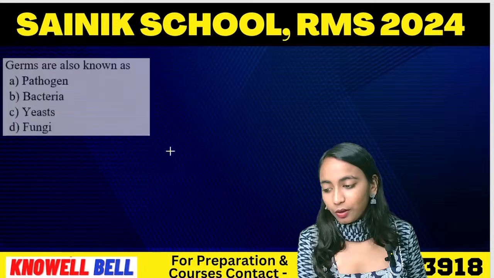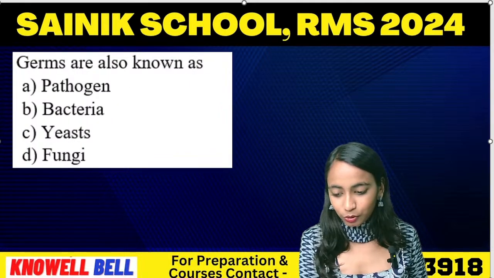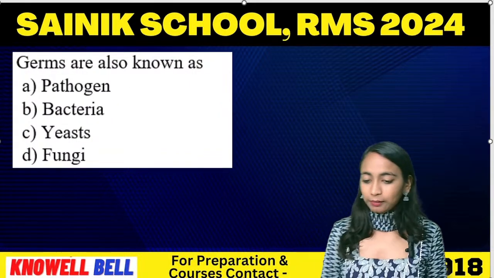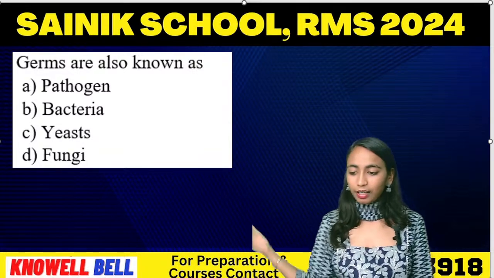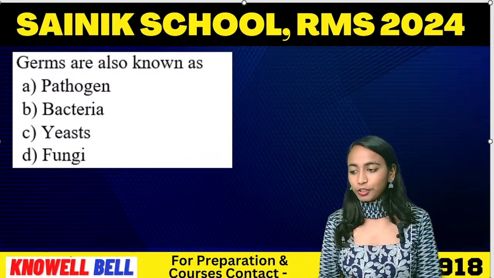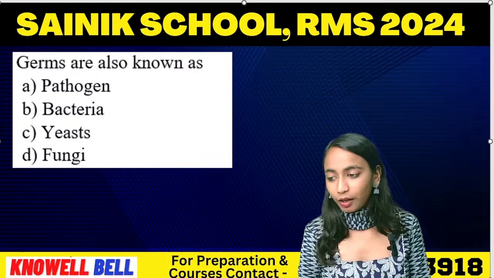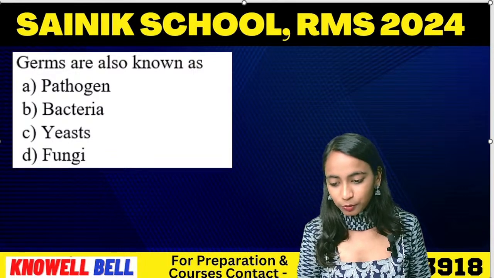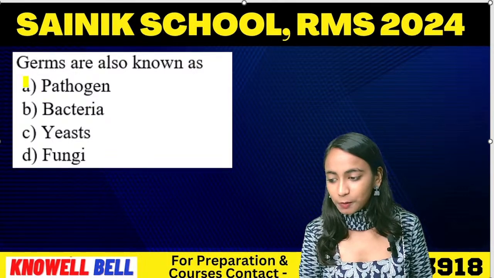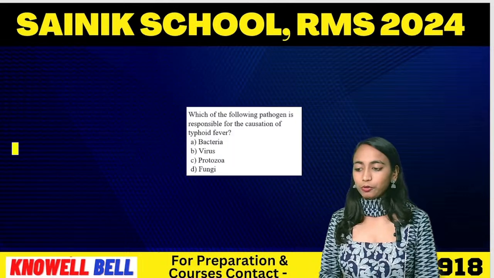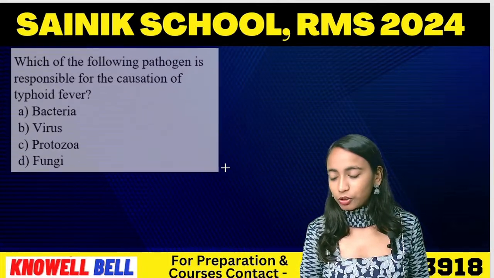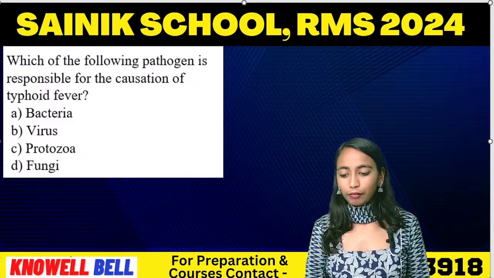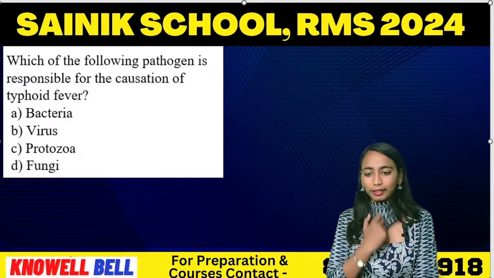Next is, germs are known as. You can answer here very quickly. Okay. Germs are known as. Correct. Very good. We just discussed this in quite some detail. What else do we call germs? Germs are known as pathogens. For germs we use the term pathogens. Germs or pathogens. The next question after this: which of the following pathogens is responsible for causation of typhoid fever? For this we'll create a poll.